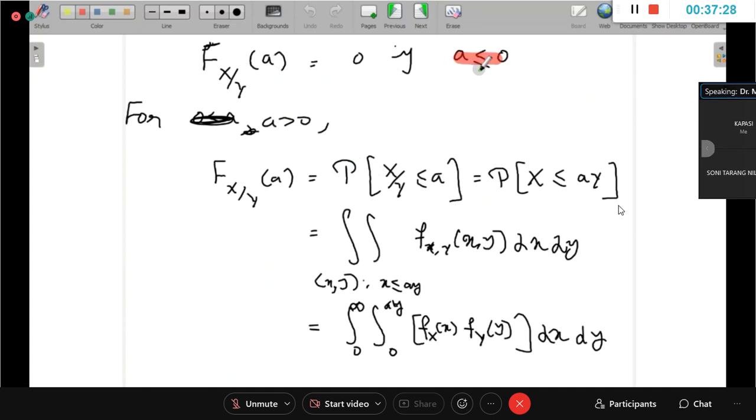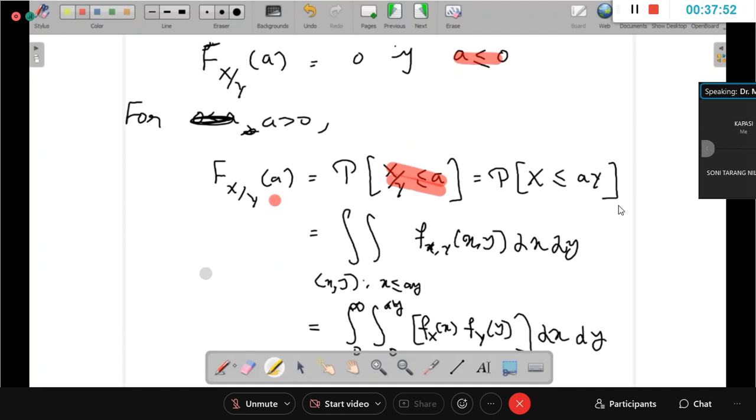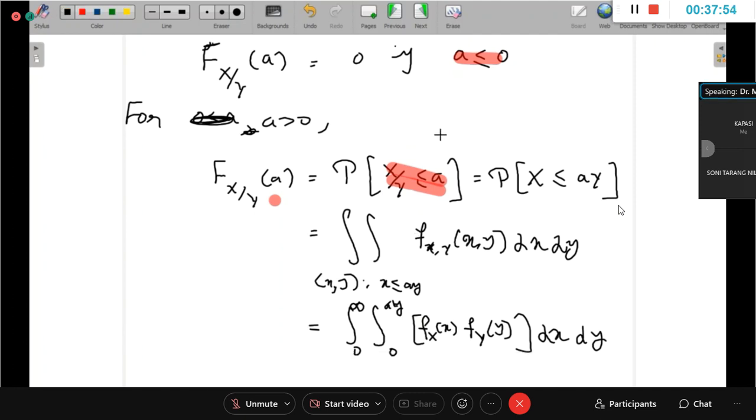Okay, so it is 0 if A is less than or equal to 0. I think that's just straightforward because it's an impossible event. Because if you follow the definition of X by Y, with A less than 0, X by Y is less than or equal to A, it is not possible. It's an impossible event.